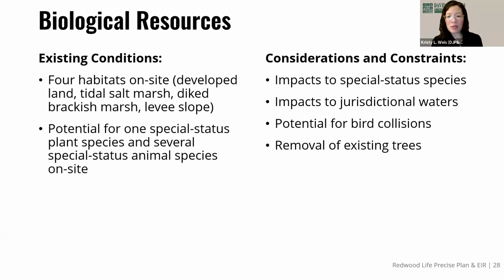The special status marine species that could occur on site or nearby include the longfin smelt, Central California coast steelhead, and southern green sturgeon. So the constraints for the site, next slide, Troy.